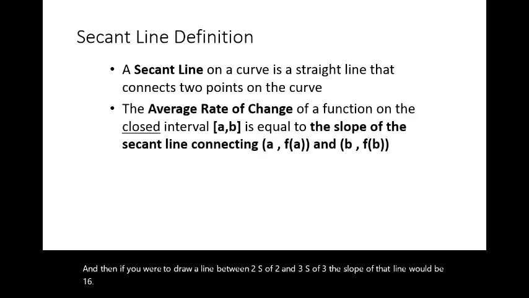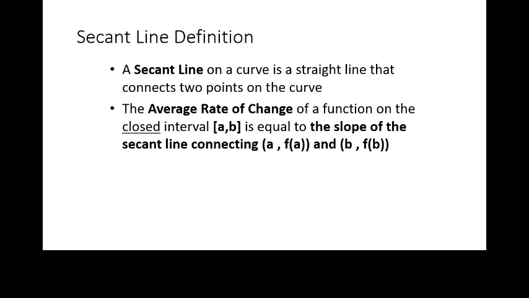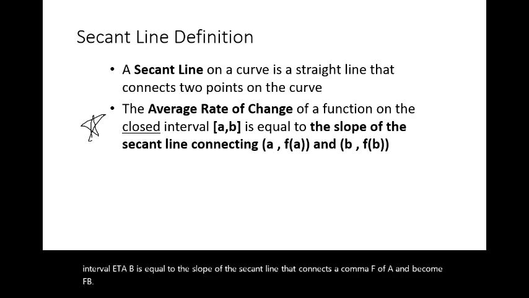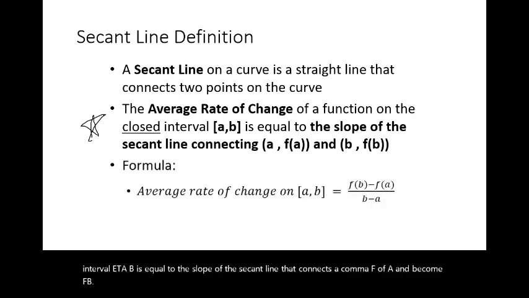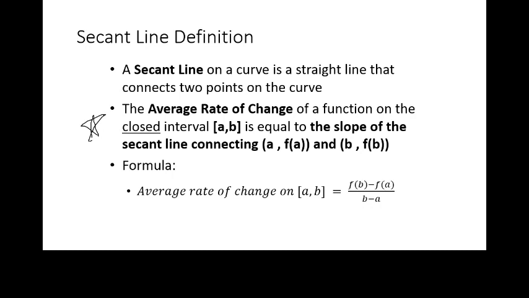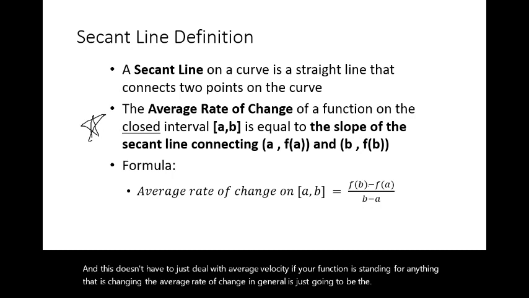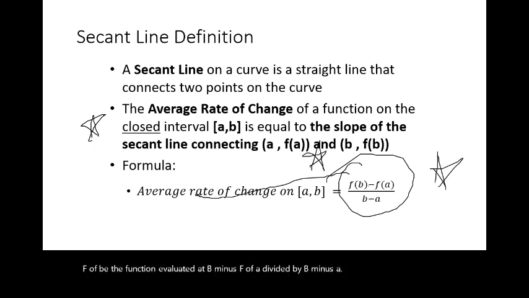So the average rate of change of a function on a closed interval a to b is equal to the slope of the secant line that connects a comma f of a and b comma f of b. And this doesn't have to just deal with average velocity. If your function is standing for anything that is changing, the average rate of change in general is just going to be f of b, the function evaluated at b, minus f of a, divided by b minus a. So that right there is the average rate of change formula.